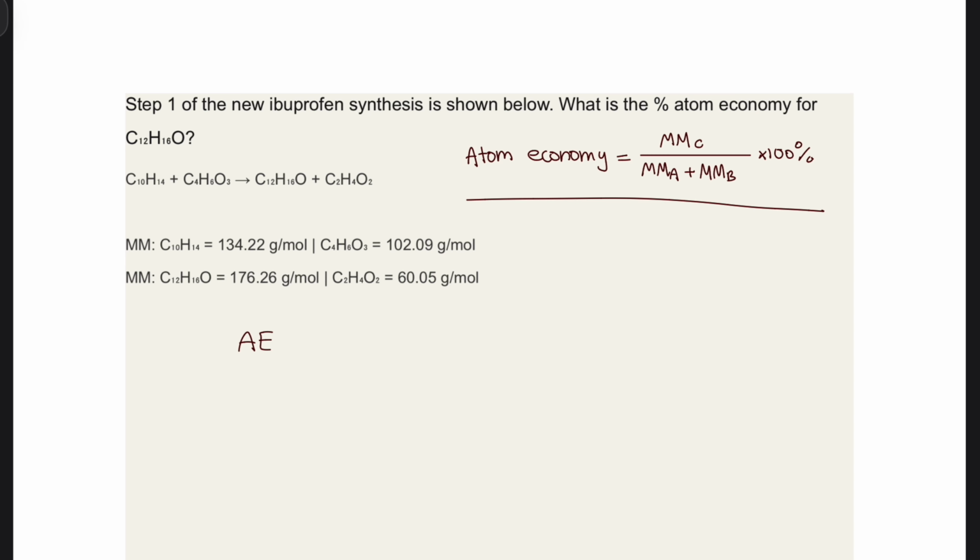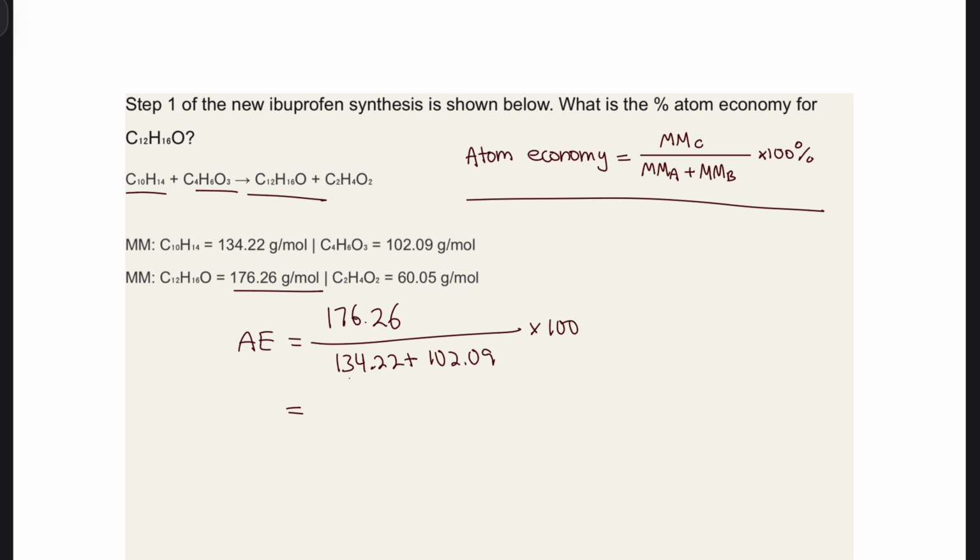So in this case, our desired product is C12H16O, and the molar mass is 176.26. And then on the denominator, we have the 2 reactants. And then multiply by 100 because we want this to be a percentage. And if you calculate this, you'll get 74.6%.